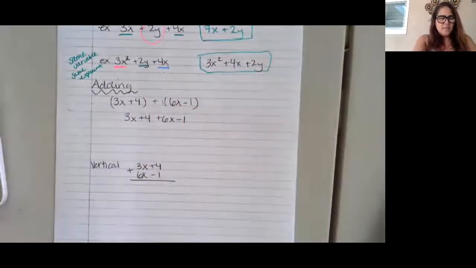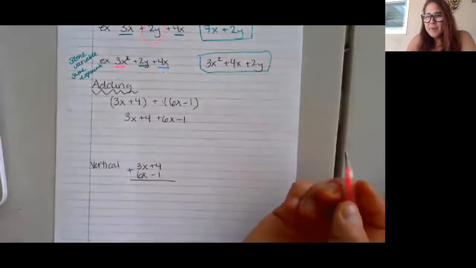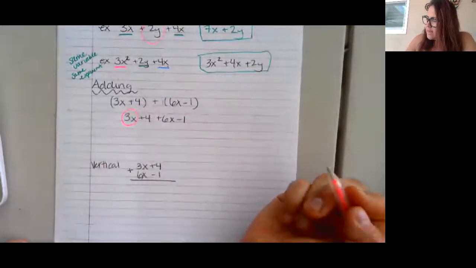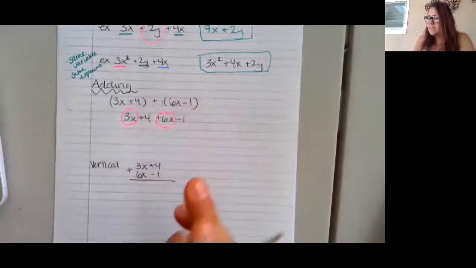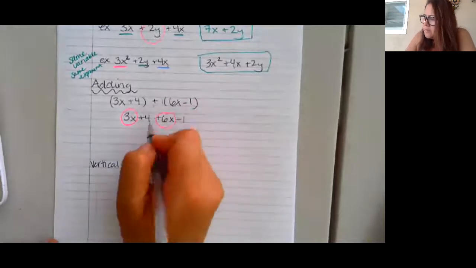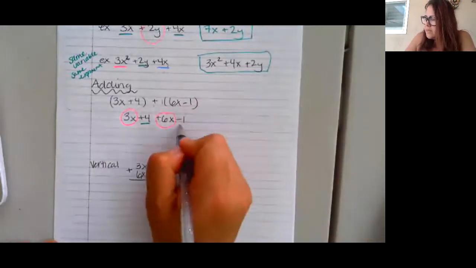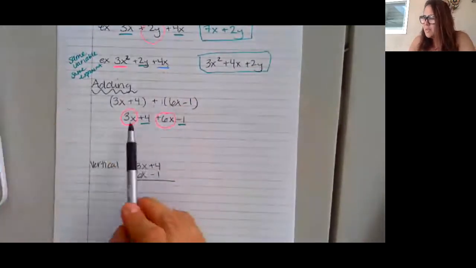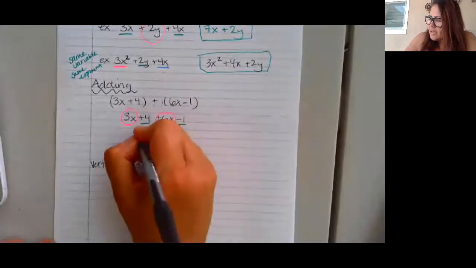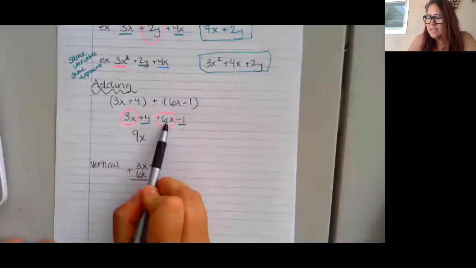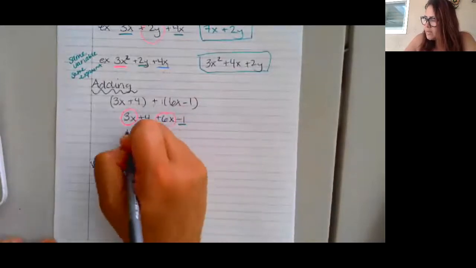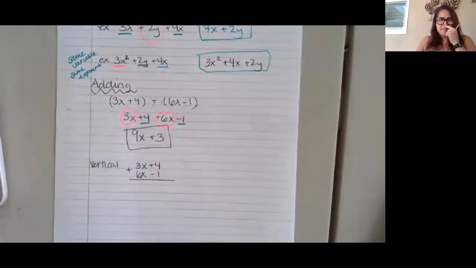And then I'm going to take my 2 different color pens and figure out what I can combine. Well, I can combine the 3x and the 6x. I can also combine the positive 4 and the negative 1. So again, my exponents are going to stay the same. I'm just dealing with my coefficients. That gives me 9x, 3x plus 6x. And then I have 4 minus 1, which is 3. So my answer is 9x plus 3.